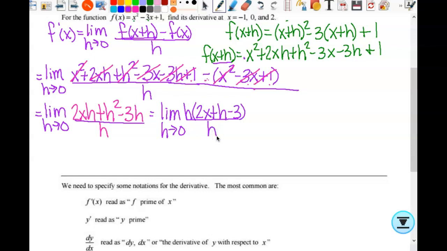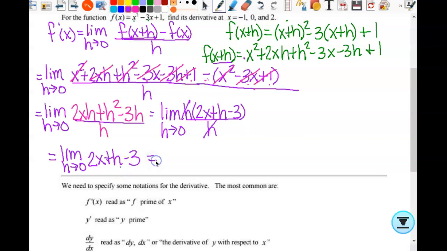So then what happens with these h's here? They cancel out. And now that we've canceled those out, let's just go ahead and rewrite it. You wouldn't have to rewrite it, but I want you to see where we are here. So then I have the limit as h approaches 0 of 2x plus h minus 3 once I canceled those out. Okay. Now that I've canceled those out, I've simplified it as much as I can. Now I can do direct substitution.